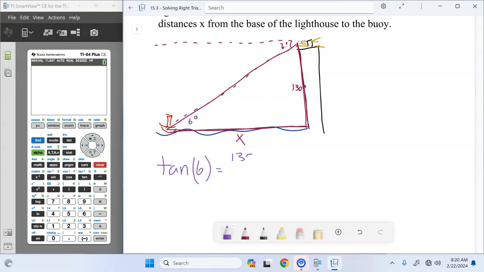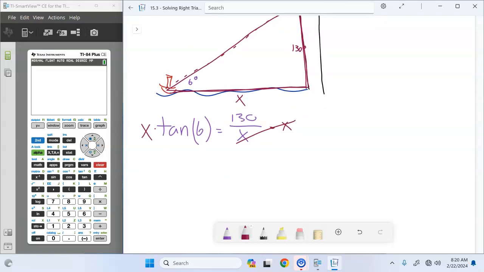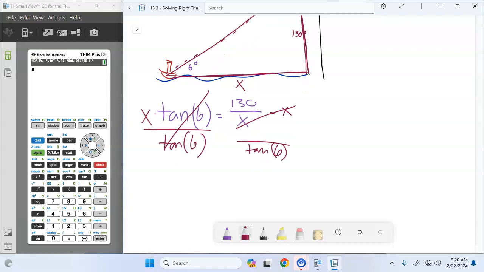Tangent of 6 equals 130 over x. What are we going to do to solve for x? We're not going to divide by 130 because the problem is that x is in the denominator. How do I get x out? Multiply by x first. Divide by what? So we're going to divide both sides by tangent of 6. So then we're left with x equals 130 divided by tangent of 6.